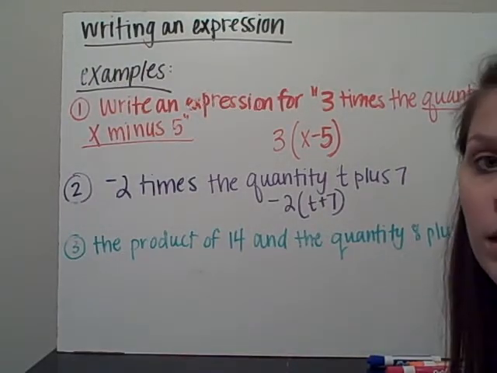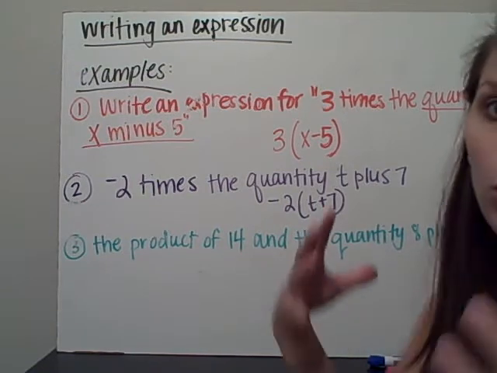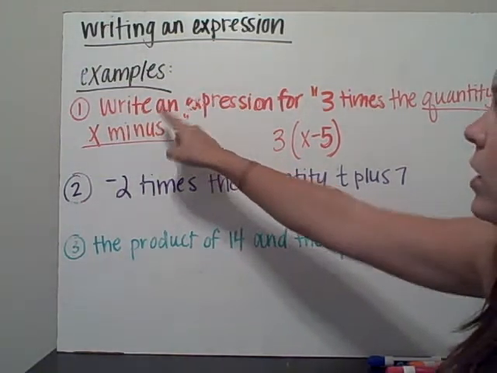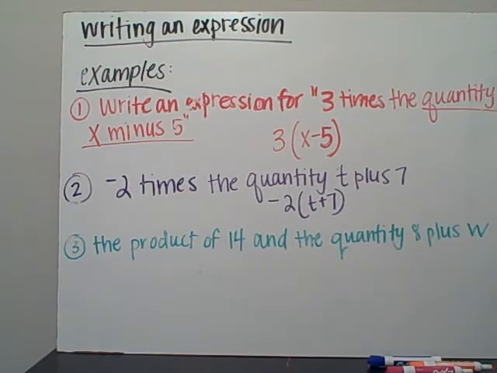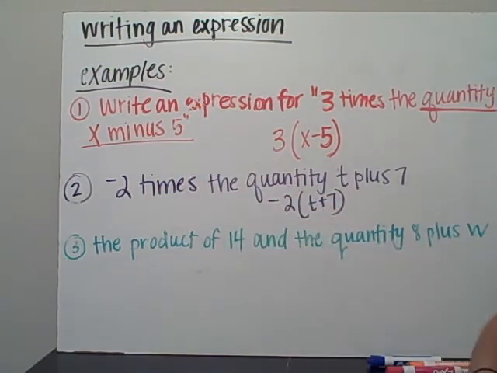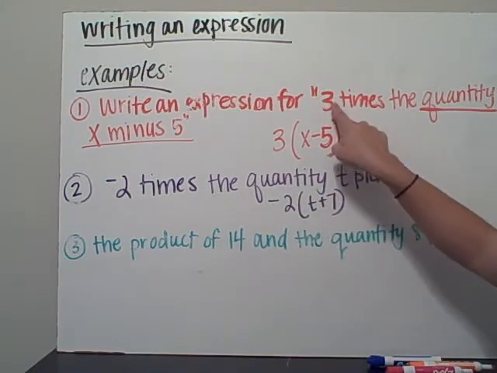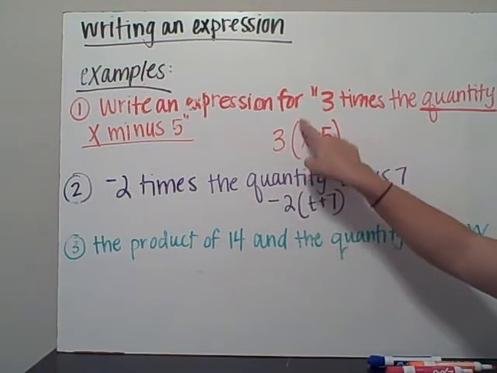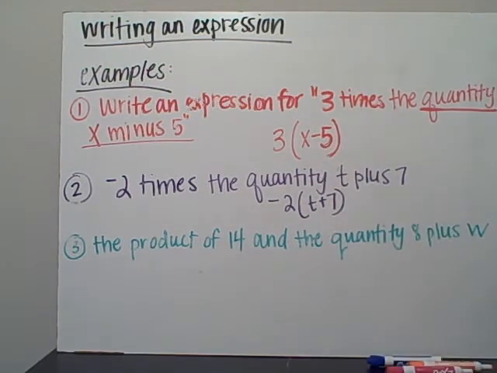We also can write expressions using the distributive property. So number 1 says write an expression for 3 times the quantity. Quantity is very important, and we know that that means it's going to be parentheses. Anytime we talk about the quantity of something, it's represented by parentheses. So it's 3 times the quantity of x minus 5. So we know x minus 5 is going to be inside that parentheses, and our numerical factor is going to be 3 on the outside because it's 3 times, so 3 times the quantity of x minus 5.